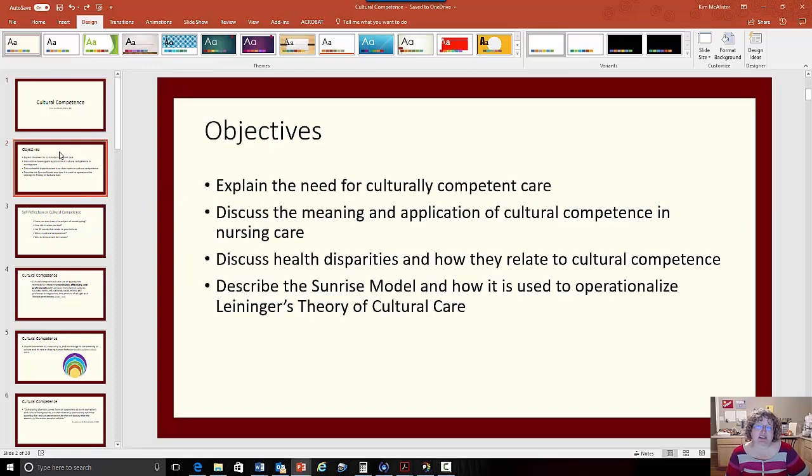So our objectives on this presentation are to explain the need for culturally competent care, discuss the meaning and application of cultural competence in nursing care, discuss health disparities and how they relate to cultural consciousness, describe the Sunrise model and how it's used to operationalize Leininger's theory of cultural care.